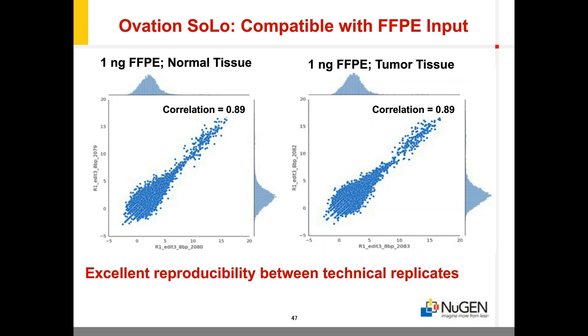We assessed the level of technical reproducibility of Solo libraries generated from FFPE RNA samples by analyzing the correlation value of genes detected in duplicates of each of the FFPE RNA samples. Shown here, the correlation value at 1 nanogram of input is almost 0.9, which demonstrates excellent technical reproducibility using minimal FFPE RNA as input material.